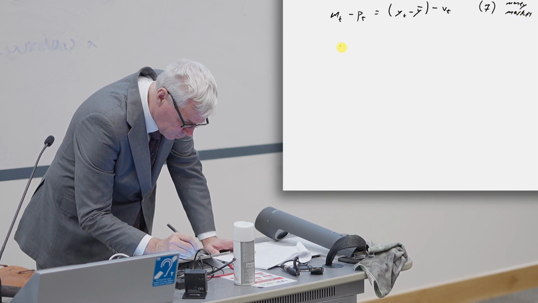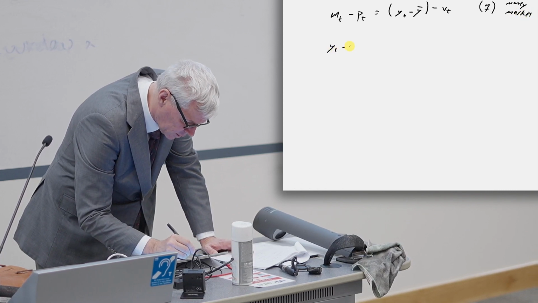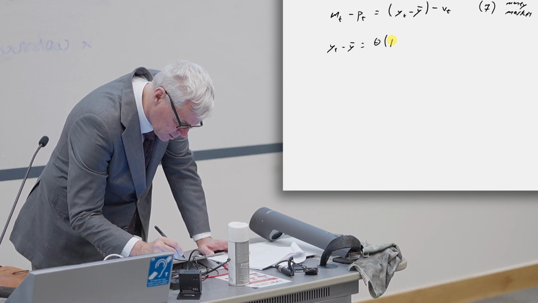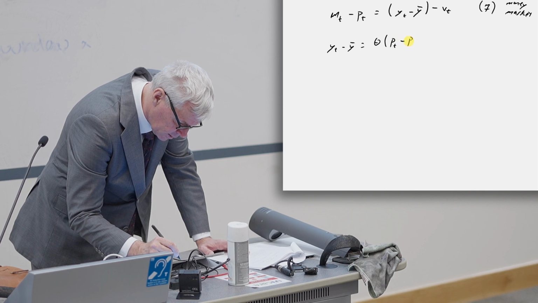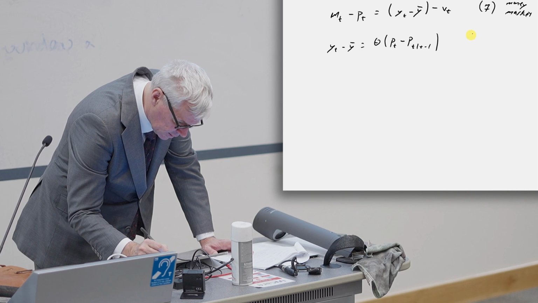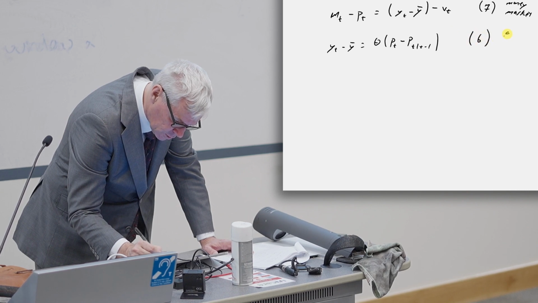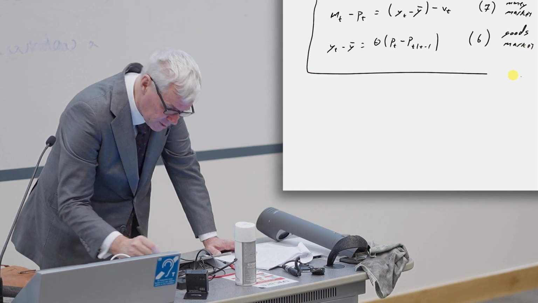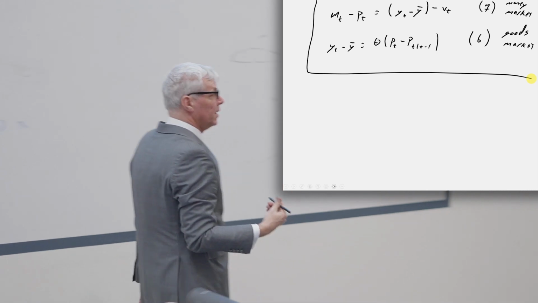And we have our other one, which is y_t minus y bar equals theta times (p_t minus p_t given t minus 1). This is equation 6. This is the goods market. And these are going to be the two equations that we work with in this model.